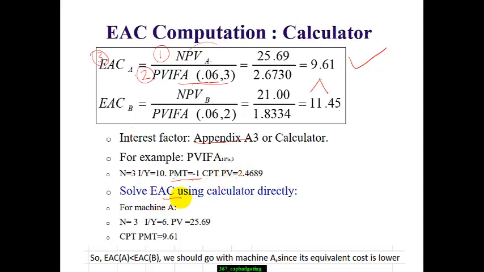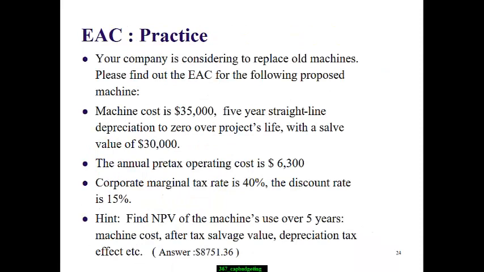To solve for EAC, we can use the financial calculator directly. We set the net present value into PV, then use 3 years and 6%, and we can compute the payment. That's the annuity payment, meaning the annual cost for this machine. So we have 3 approaches: the appendix, or the financial calculator to find the annuity factor, or directly using the financial calculator to find the EAC. Okay, so we're going to do one practice.